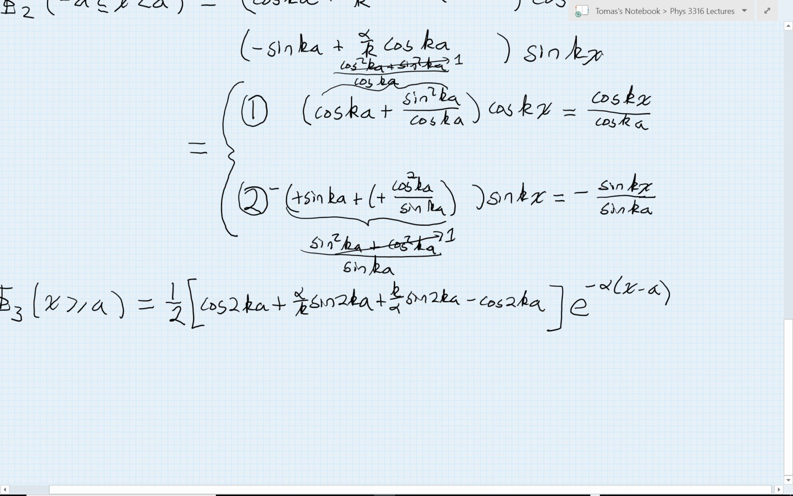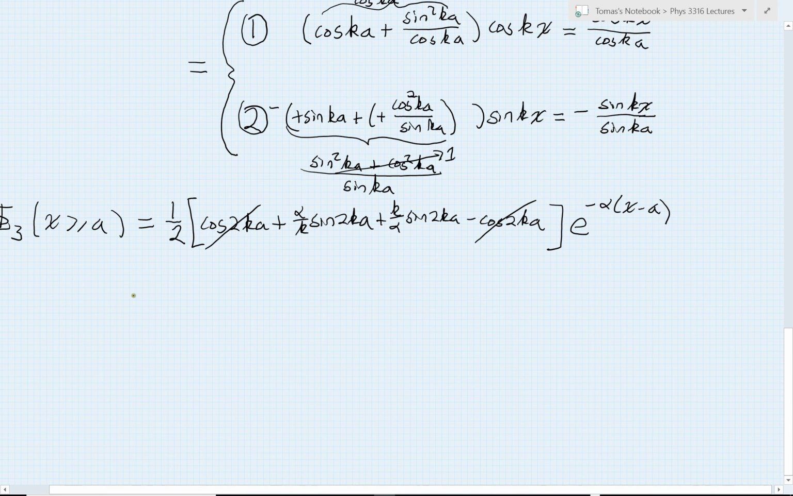Very good. Here again, we're starting to see some beautiful cancellations. Notice, first, the cosine terms are going to cancel from one another. The sine term is nice. I've got the same sine term on both of these. So let's factor out that sine term. So I've got 1/2, and the sine of twice the angle is twice the cosine of Ka times the sine of Ka.